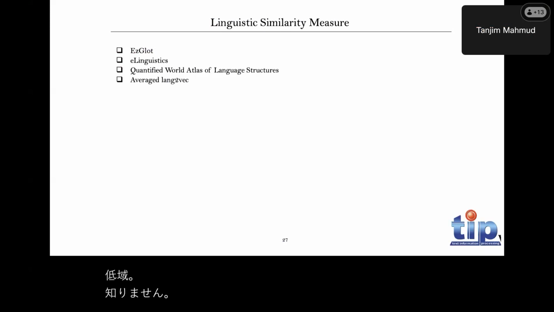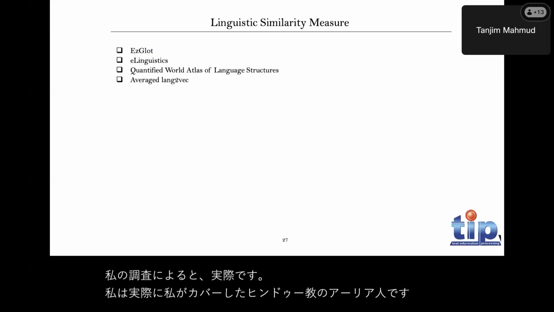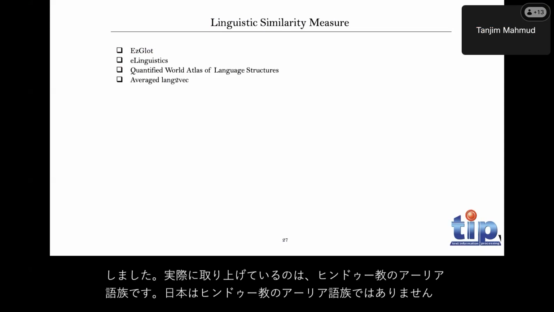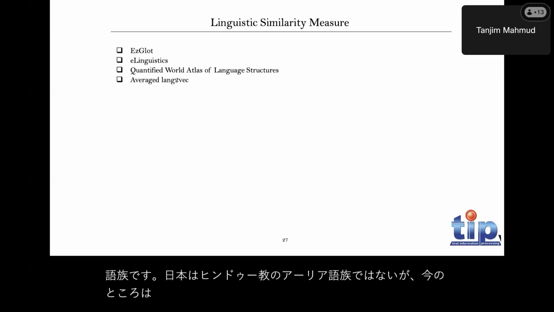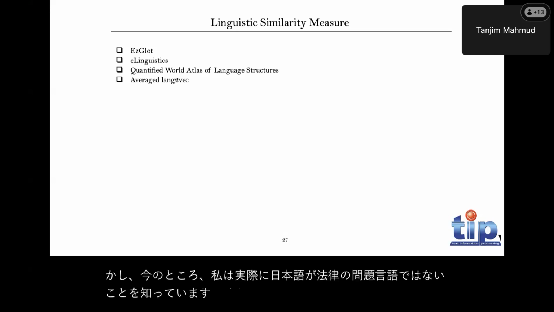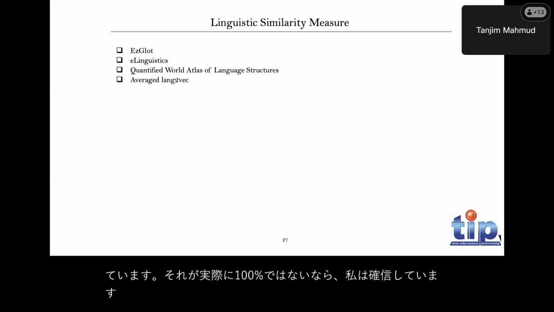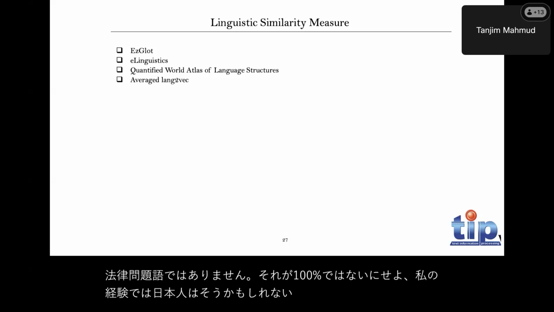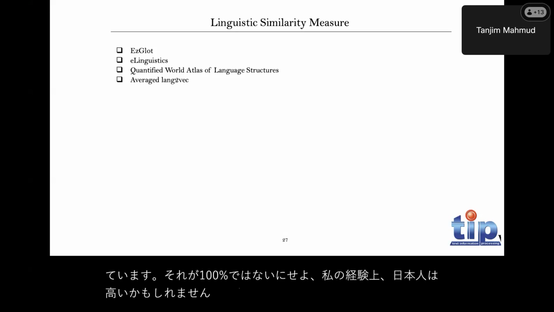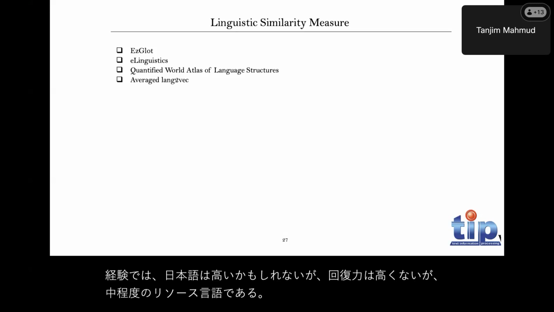According to my survey, I covered the Indo-Aryan languages. Japanese is not an Indo-Aryan language, but as far as I know, Japanese is not a low-resource language. I'm not 100% sure, but according to my experience, Japanese is maybe not highly resourced but a medium-resource language. Okay, thank you.